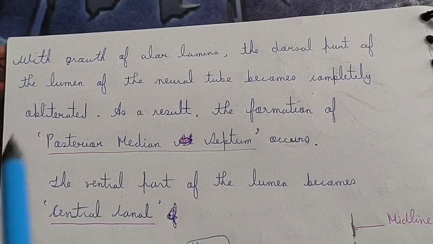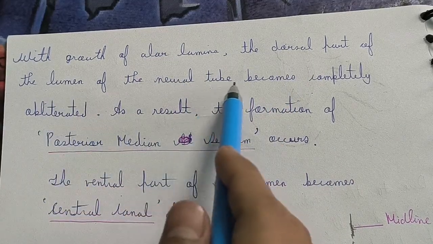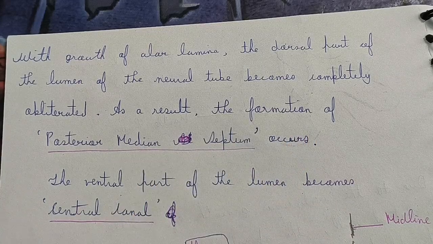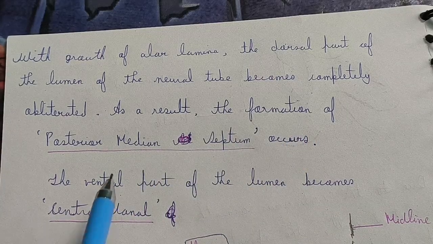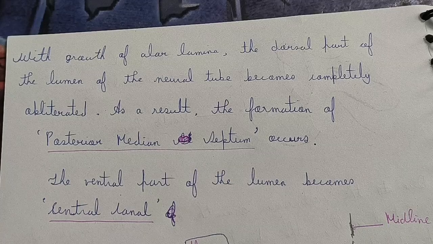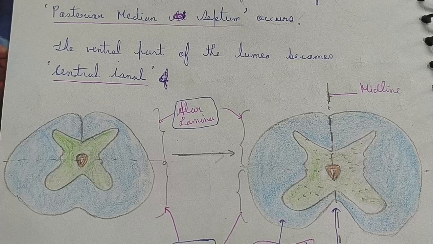So therefore I have written that with growth of the LR lamina, the dorsal part of the lumen of the neural tube becomes completely obliterated. As a result, the formation of the posterior median septum occurs. And also, as I already mentioned, the ventral part of the lumen becomes the central canal. So now about the anterior median fissure.